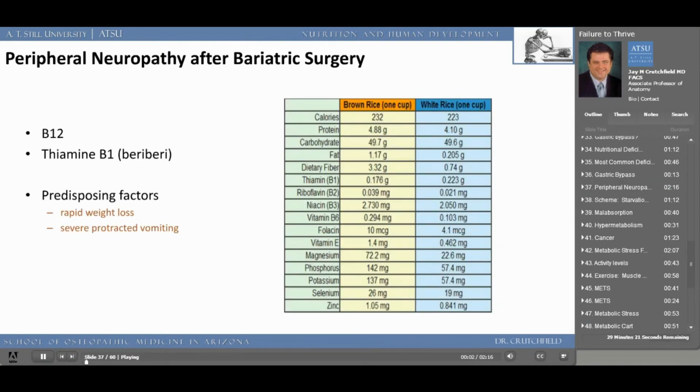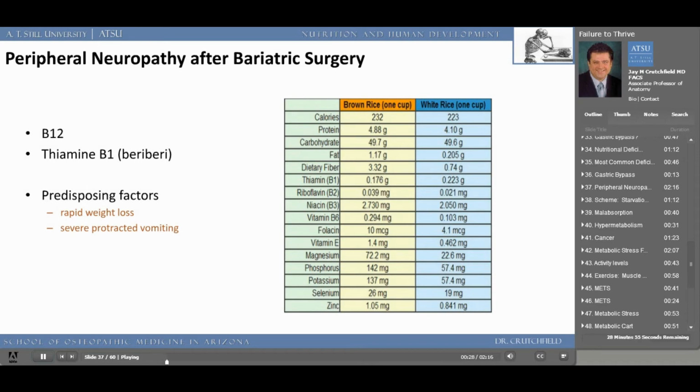Some patients after gastric bypass surgery develop a peripheral neuropathy, numbness and tingling in their hands and feet. This can be from a loss of thiamine, vitamin B1, and vitamin B12. Rapid weight loss can also lead to gallstones. You'll often see patients who are on total parenteral nutrition who haven't eaten in a while, who lose weight and then develop gallstones. It can be a real problem.